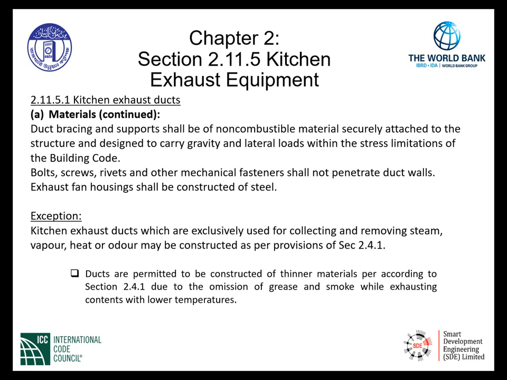The exception to this particular item A is when we have kitchen exhaust ducts which are exclusively used for collecting and removing steam, vapor, heat, or odor, which may be constructed as per the provisions of Section 2.4.1. The ducts are permitted to be constructed of thinner materials according to Section 2.4.1 due to the omission of grease and smoke, and elevated temperatures as well, while exhausting contents, of course, with lower temperatures.